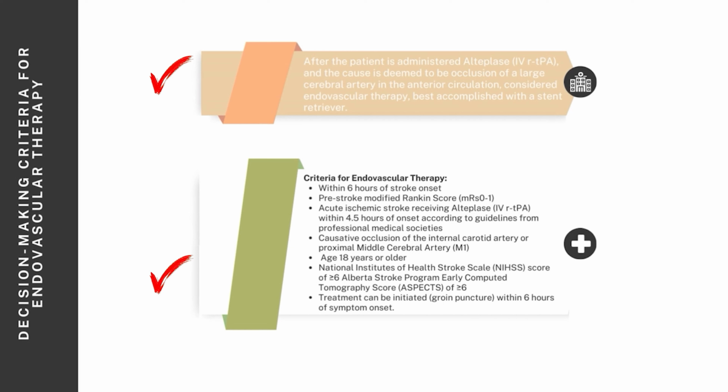The criteria for endovascular therapy are: within 6 hours of stroke onset, a pre-stroke modified Rankin score of 0 to 1, and acute ischemic stroke receiving alteplase within 4.5 hours of onset according to guidelines from professional medical societies, and causative occlusion of the internal carotid or proximal middle cerebral artery, age 18 or older, NIHSS stroke scale of 6 or more, and an Alberta Stroke Program Early CT Score, ASPECTS, of 6 or more. Treatment can be initiated by groin puncture within 6 hours of symptom onset.